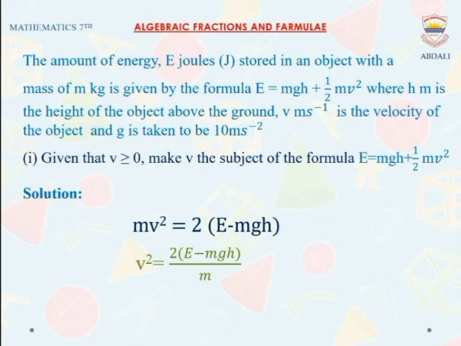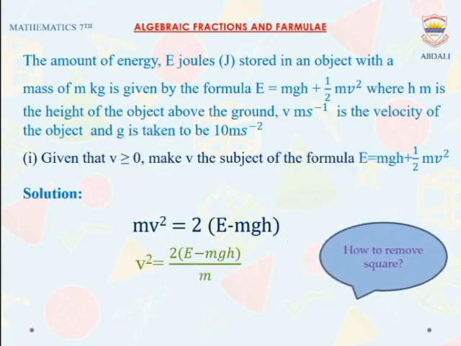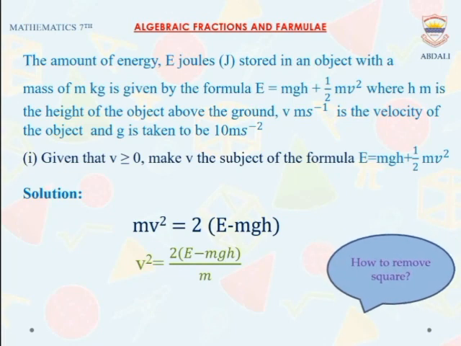Okay, so class, we have to find the value of v. So we got the value of v square. Now the question is: how to remove this square? Yes, you are thinking right. To remove square, we have to take square root on both sides. So when we take square root on both sides, on the left side it will remain v, and on the right hand side it will be the square root of (2E minus 2mgh) by m.